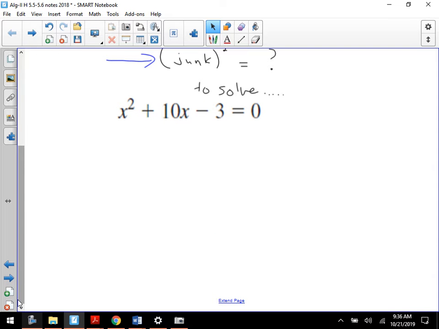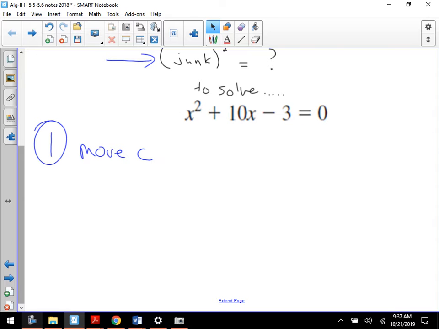Step 1, move C. What I mean by that is I'm going to move C to the other side. How do I move that -3? Add 3, okay? Now, when I rewrite this, I want you to rewrite it like this: x squared plus 10x plus blank equals 3 plus blank. Do equations change if you add the same thing to both sides? Yes or no? Right, they don't. So what I'm doing here is forcing myself to do something in a minute by putting the plus blanks in.